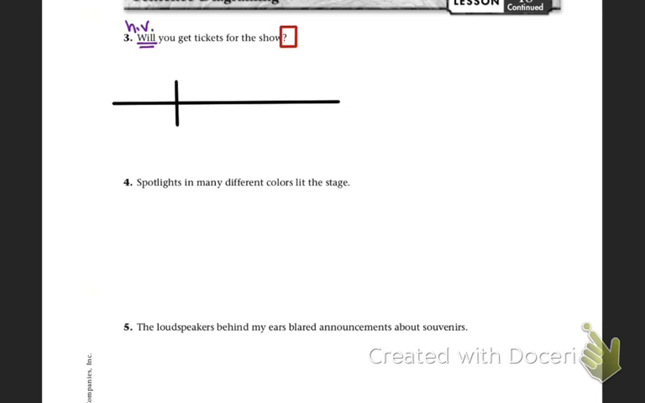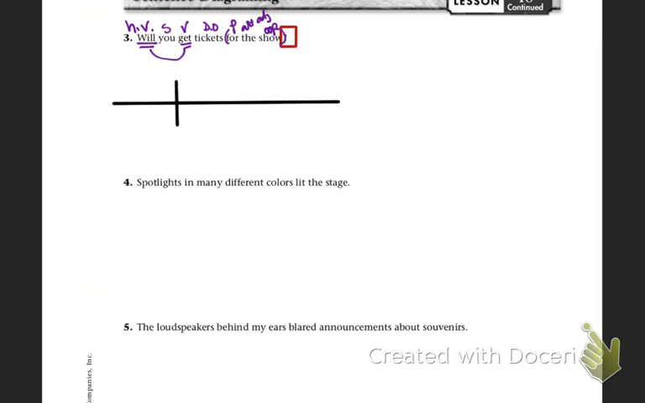So where's my next verb? Keep going. My next verb. Get. There's the verb. So where's my subject? You. Subject. Okay. Will you get what? Tickets, the direct object, right? Where's my preposition? For the show. Preposition, object of the preposition, show. Modifier, which one, what kind? Article, adjective, right?